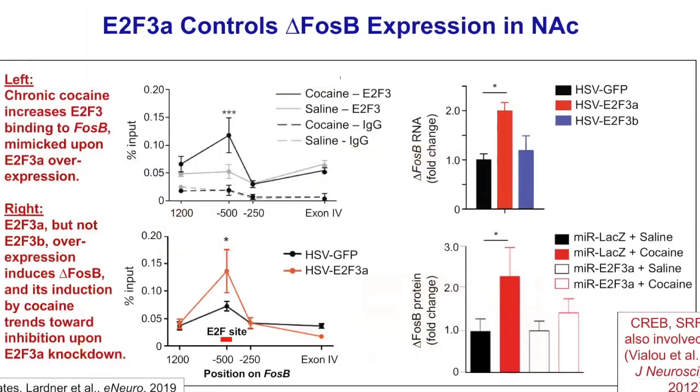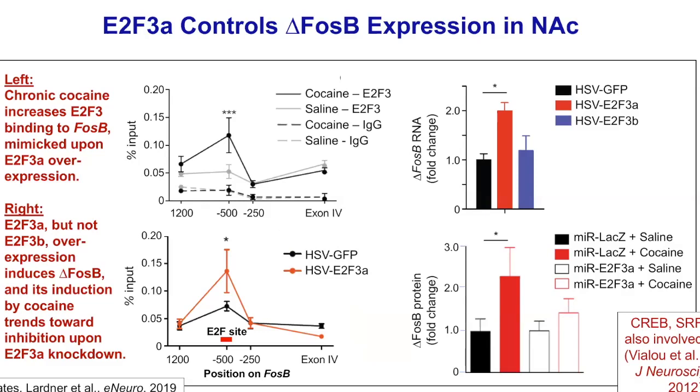In the last 5 minutes of my talk, what I'm going to do is to shift gears a little bit and bring us back to deltaFosB. The first experiment I want to show you is to connect E2F3A to deltaFosB in a study that Hannah and Casey published last year in eNeuro. What they did was to provide a series of lines of evidence suggesting that, in fact, E2F3A induction is one of the drivers of deltaFosB induction, not surprisingly perhaps, since cocaine induces both within the same cell type.